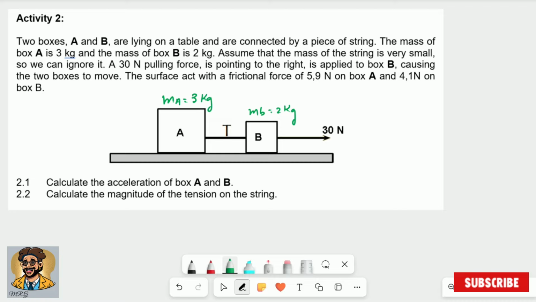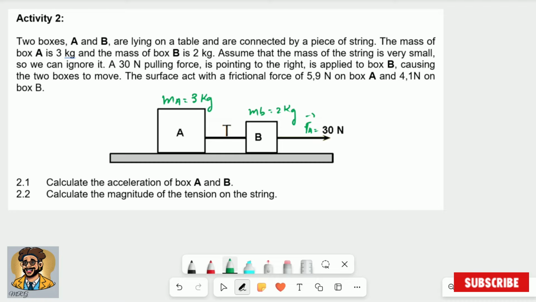A 30 Newton force is pointing to the right. That is the applied force. And note the following: this applied force is only acting on B. That applied force is not acting on A. A is moving because there is a rope between A and B. Are you with me? The pulling force is pointed to the right and applied on box B, causing the two boxes to move. Obviously, both of them move because they are connected, but the force was applied on B.